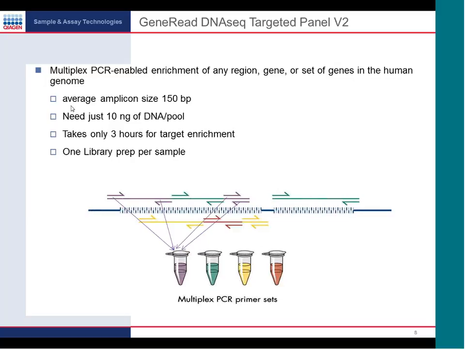The input DNA requirement is only 10 nanogram per DNA pool, so you can save your precious sample. It takes only 3 hours to do a target enrichment, thereby enabling you to go from sample to insight within 4 days. The primers we have designed for each gene are segregated into 4 different tubes. Although you start with 4 different tubes, you need only 1 library preparation per sample, which simplifies your workflow.